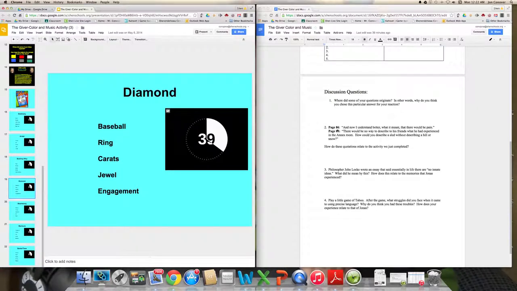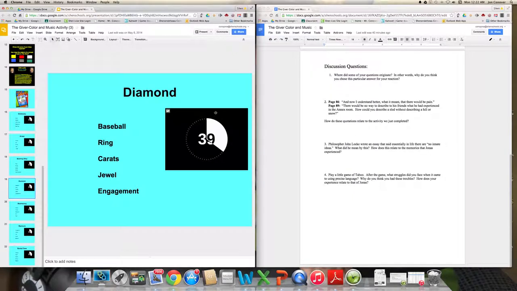We also have our next question here. We take a look at some passages from the text, and we see in The Giver how Jonas doesn't have the knowledge or even the basic concepts to understand how to describe pain because he's never felt it. People in the community haven't felt it, and then we have another quote from page 89. He says, "There'd be no way to describe." What was going on in the annex room? How could he talk about a sled without a hill or snow? Having those concepts.